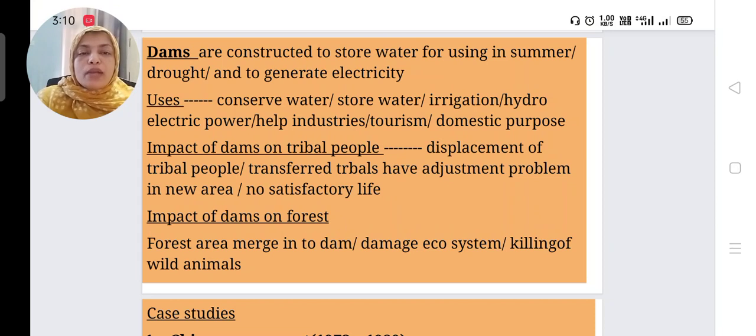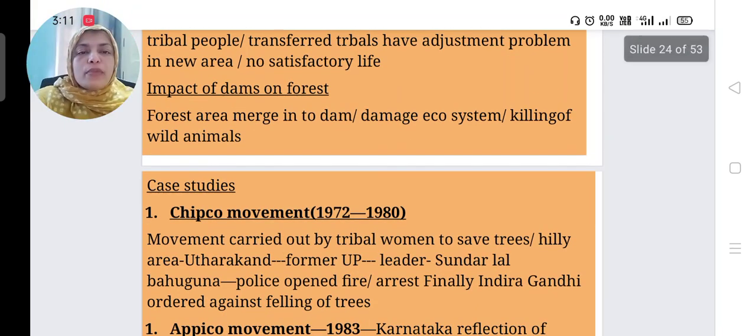Then impact of dams on forest. Forest area merges into the dam. In most of the cases, for the construction of a dam, forest area will be taken. So due to this construction, forest area is merged into the dam. Then damage of ecosystem and killing of wild animals will also happen as a part of the construction of dam.